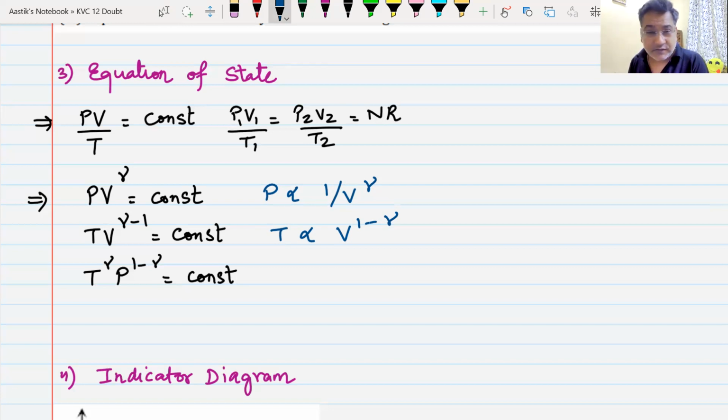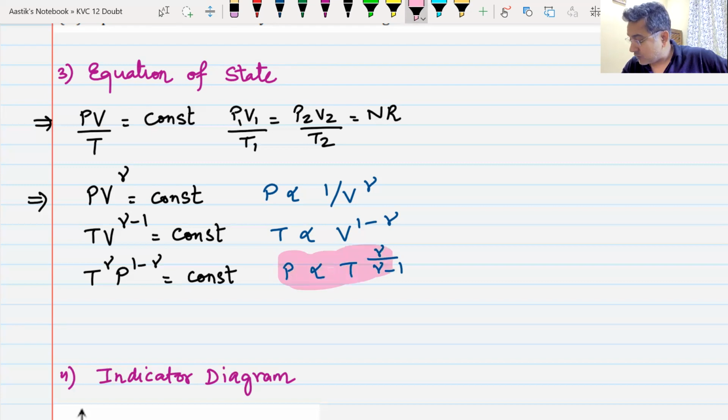T raised to the power gamma, P raised to the power 1 minus gamma is constant, you can also write it as P is proportional to T raised to the power gamma upon gamma minus 1. Now, what's the benefit of remembering this form? Because in an exam, any one of these forms can just fit instantly and you can get the answer straight away. For example, in this particular question, this form fits straight away.